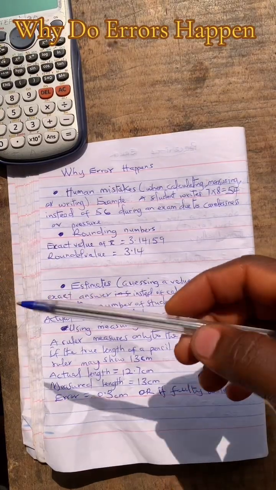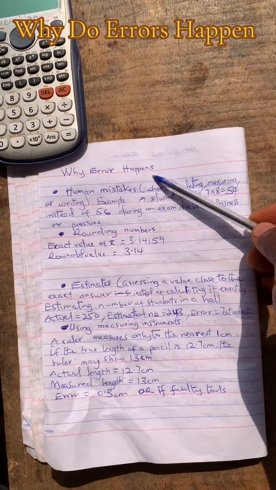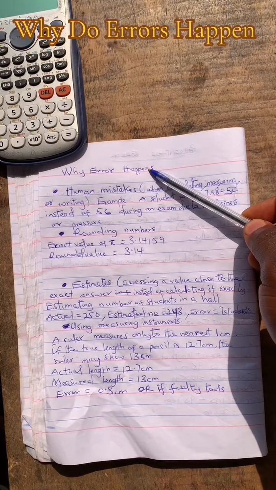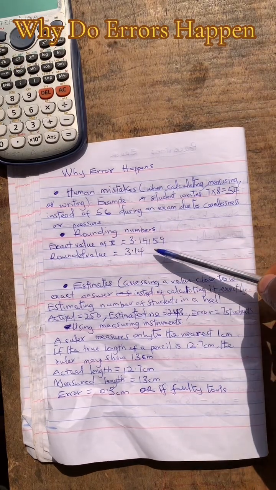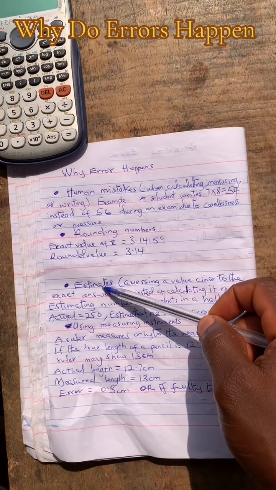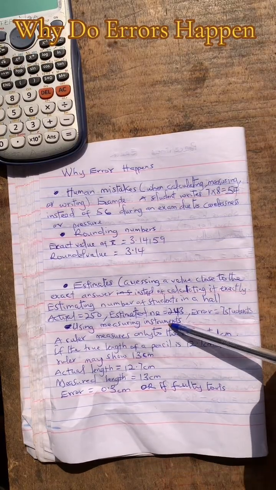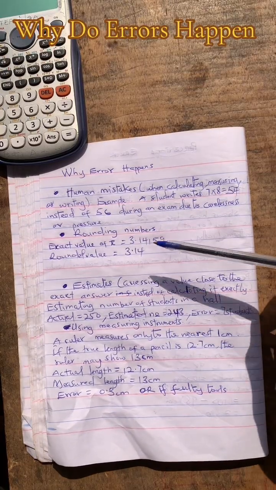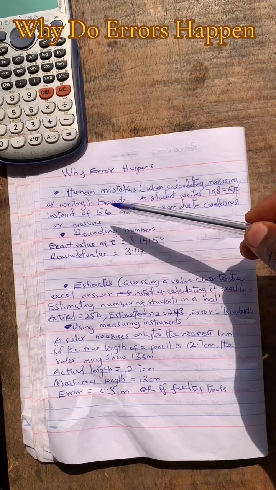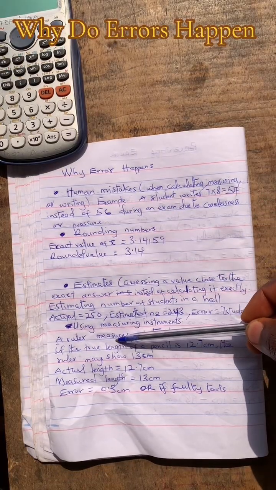So, why does error happen? Error happens because of human mistakes, rounding numbers, estimates, using measuring instruments, or faulty instruments. I would like to dive into them one by one for you to understand.